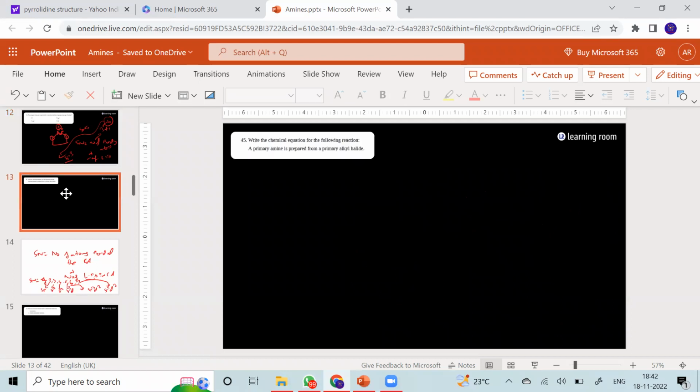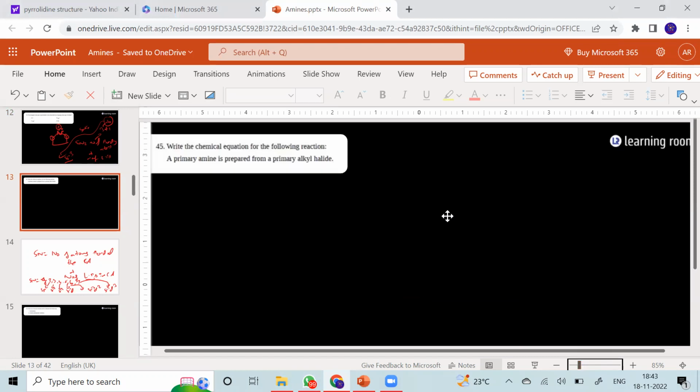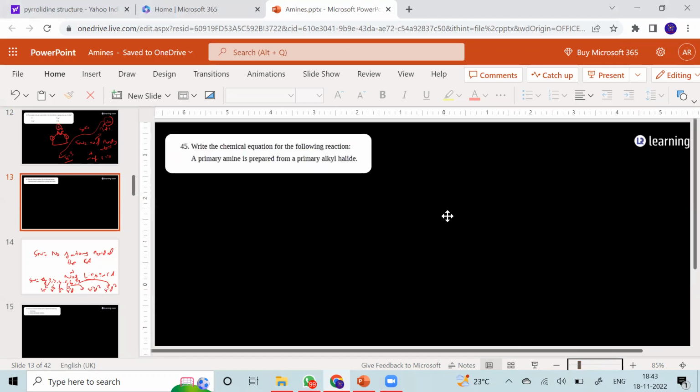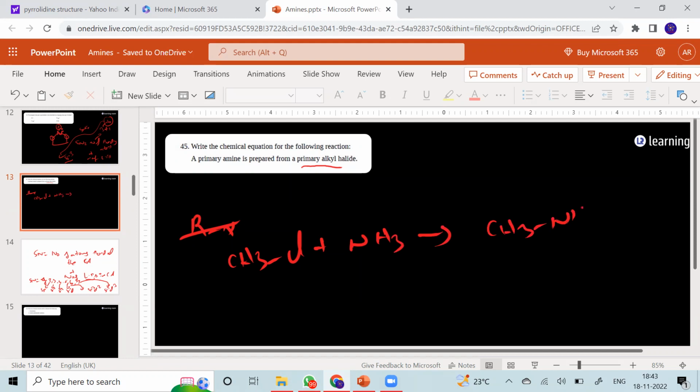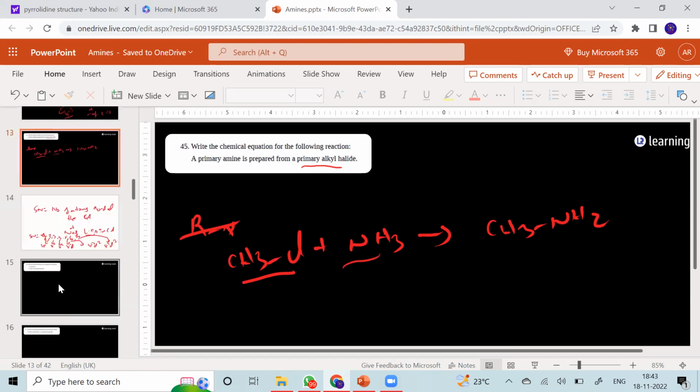Moving on. Next, this question. Let me zoom in a little. Write the chemical equation for the following reaction: a primary amine is prepared from a primary alkyl halide. Very simple. I have an RX. We can write an example also: CH3Cl reacting with NH3 to form CH3NH2. That's it. This is an example. A primary alkyl halide, CH3Cl, reacting with NH3 to form CH3NH2. That's what they're asking. Very simple. Next.